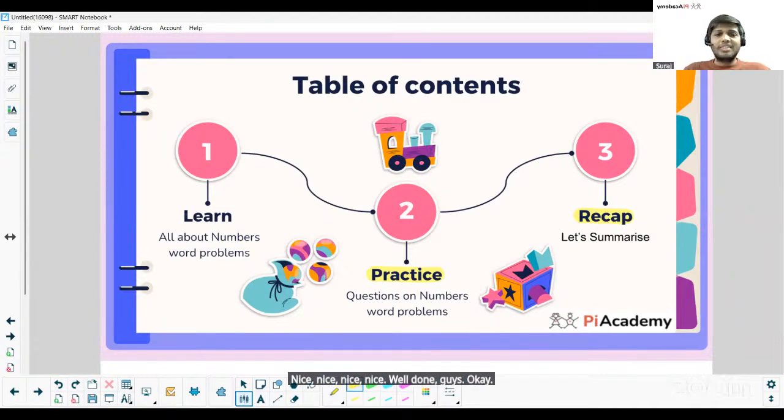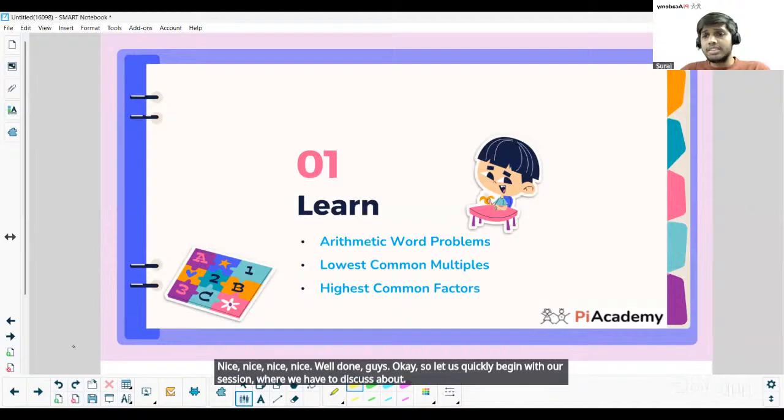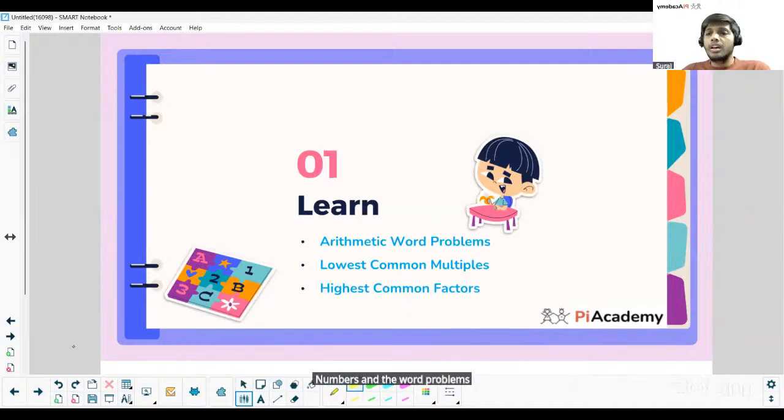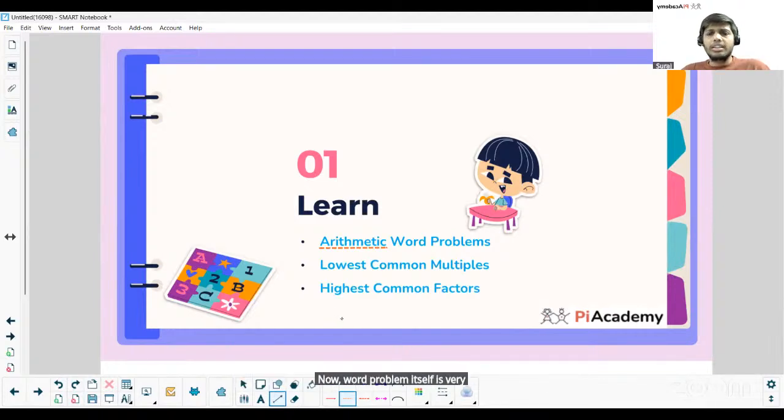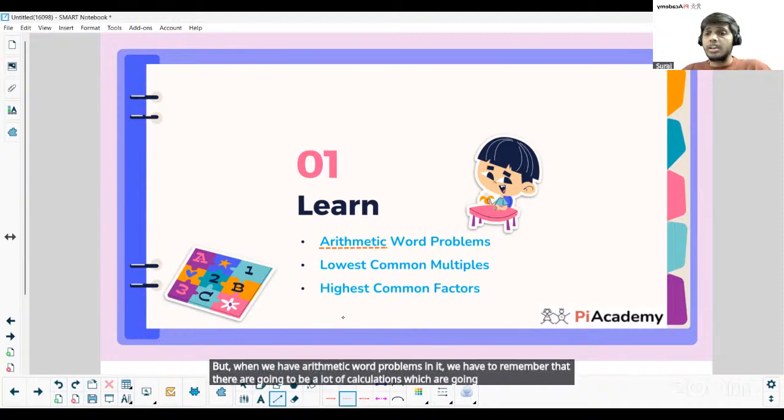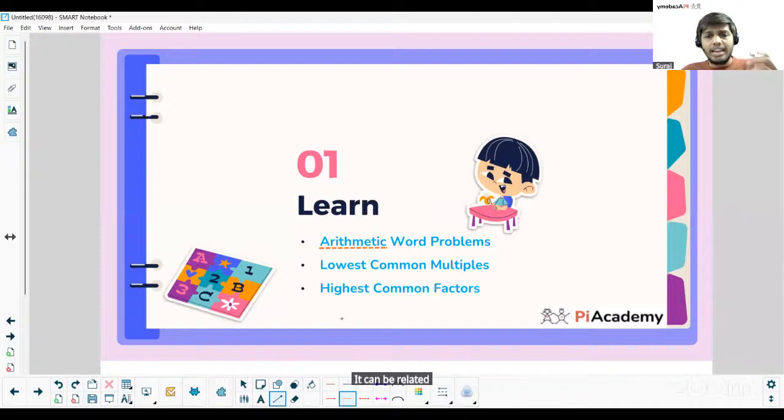Okay, so let us quickly begin with our session where we have to discuss numbers and the word problems related to numbers. Now look at these three subtopics, which are the most important topics, which are also asked in the 11 plus examination. The first one here is arithmetic word problems. Word problems themselves are very tricky to understand. But when we have arithmetic word problems, we have to remember that there are going to be a lot of calculations asked in the question. It can be addition, subtraction, or multiplication. But we have to analyze the entire word problem to get to the final solution.